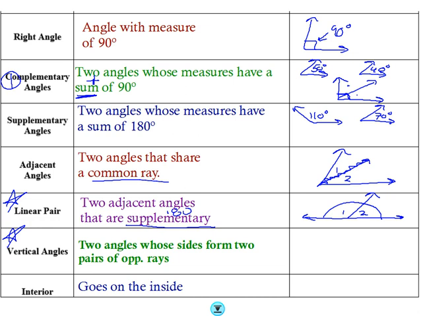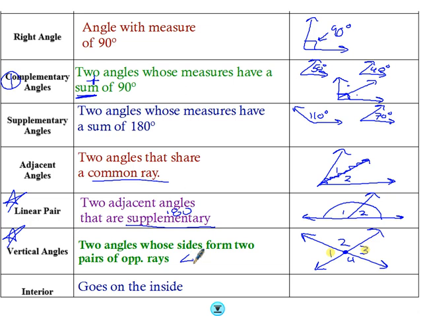Vertical angles are two angles whose sides form pairs of opposite rays. It sounds really confusing, but basically it is just two lines that intersect at a point, and then the angles that are formed. Right now I have four angles: angle 1, 2, 3, and 4. Those create what are called vertical angles. A pair of vertical angles are the angles that are opposite each other. So angle 1 and angle 3 are across from each other, and the idea behind vertical angles is that these two angles are equal.